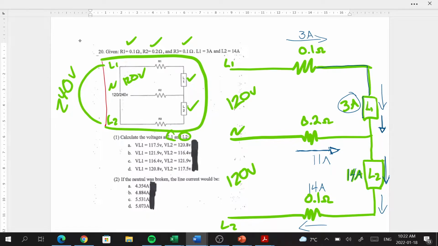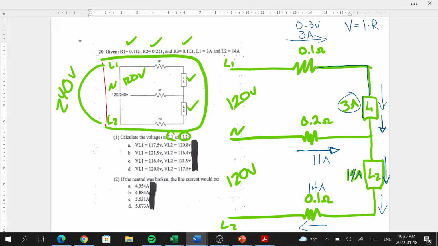Now, with that done, we can calculate the voltage drops that occur in the conductor, or the line drops. So we got 3 amps, and to figure out the voltage drop, we just use Ohm's law. So V equals I times R. 3 amps times 0.1 ohms is going to give us a 0.3 volt drop along that conductor.